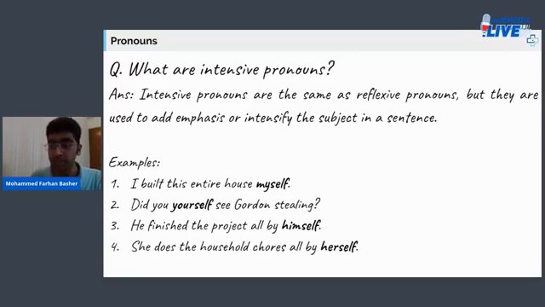Okay? I hope I'm clear. So you're going to put more emphasis, intensifying the fact that the subject himself or the subject herself has done something. That is the purpose of intensive. That is the function of the operation of intensive pronouns.